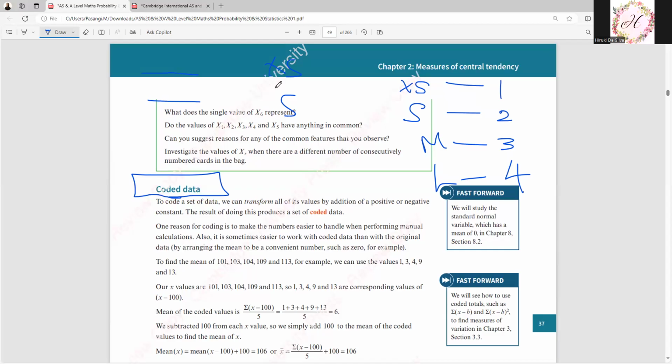What do we do then? We are coding it. Coding means we are defining a rule. If it's extra small, the number would be 1. If it's small, the number would be 2. If it's medium, the number would be 3. If it's large, the number would be 4. If it's extra large, the number would be 5. Likewise, we define a rule.